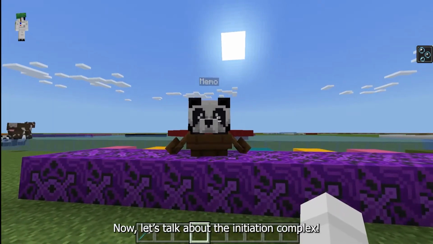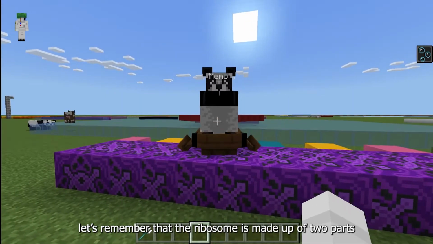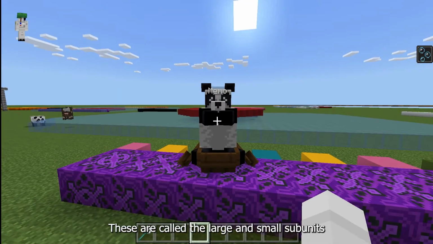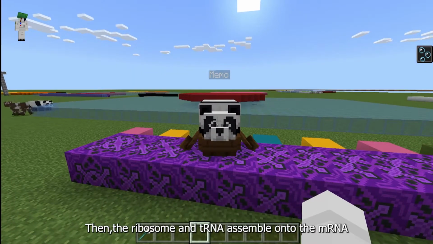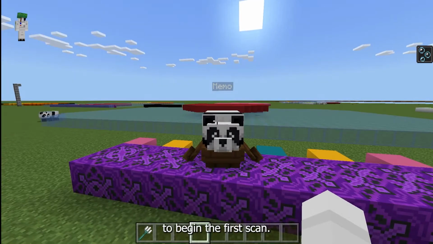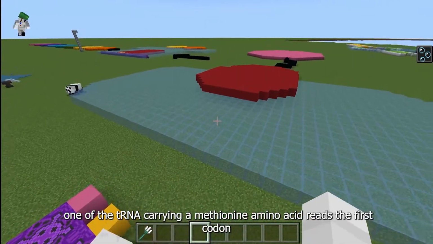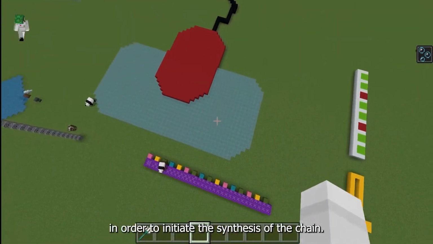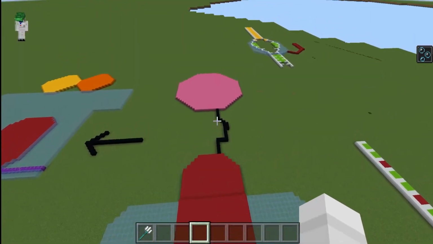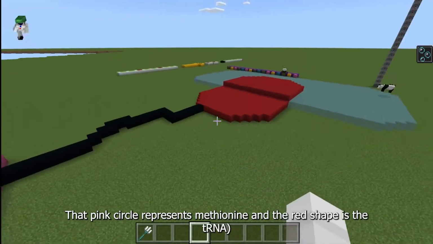Now, let's talk about the initiation complex. The process begins with tRNA binding to the ribosome. Let's remember that the ribosome is made up of two parts. These are called the large and small subunits. Then the ribosome and tRNA assemble onto the mRNA to begin the first scan. Since the mRNA is now ready to be decoded, one of the tRNAs carrying a methionine amino acid reads the first codon in order to initiate the synthesis of the chain. That pink circle represents methionine, and the red shape is a tRNA.